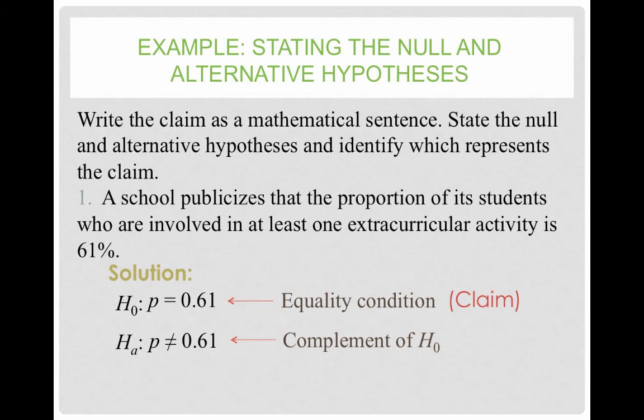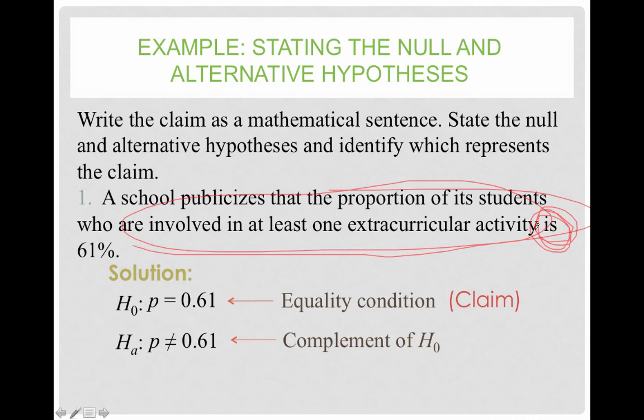Okay, so in other words, and let me grab my marker on this so you guys can kind of see where I'm talking. What the school's claim is saying is that the proportion of its students involved in at least one extracurricular activity is 61%. "Is" is the English word for equals in math. That's our claim. Okay?